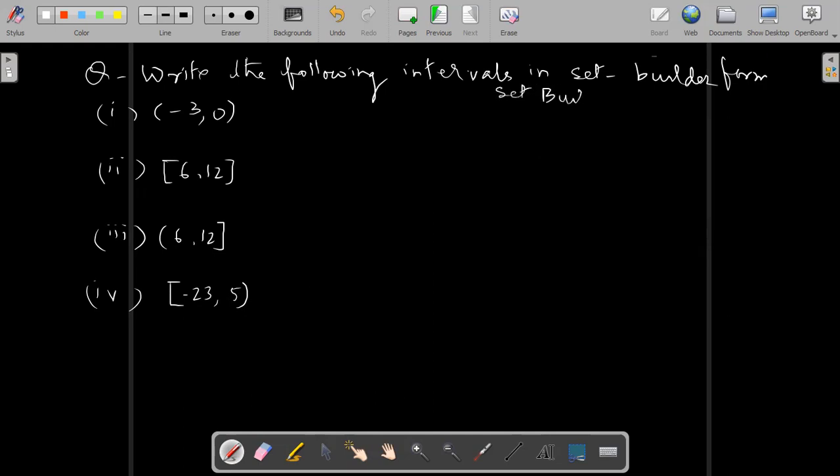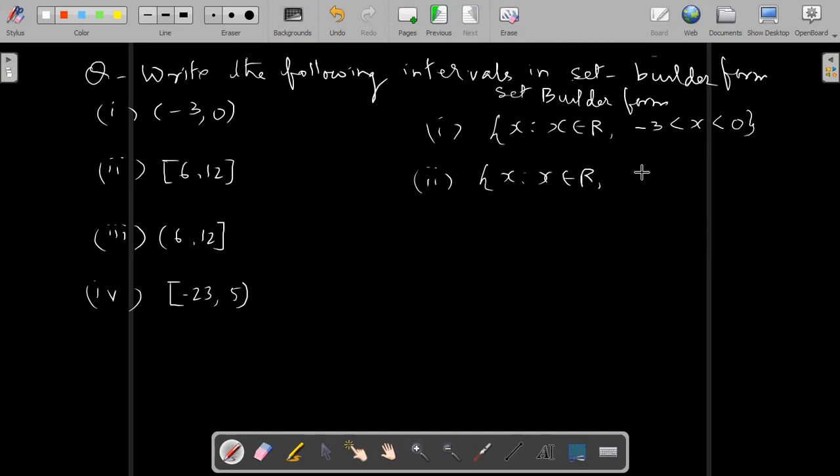Just you have to check what is included, what is not included. Both are not included. So its set builder form will be equal to the set of all x such that x belongs to R. It is necessary because we are writing for real numbers. And x is greater than 3 and less than 0. That's all. For second, both are included. We will write it is a set of all x such that x belongs to the real numbers and x is greater than equal to 6 and less than equal to 12.